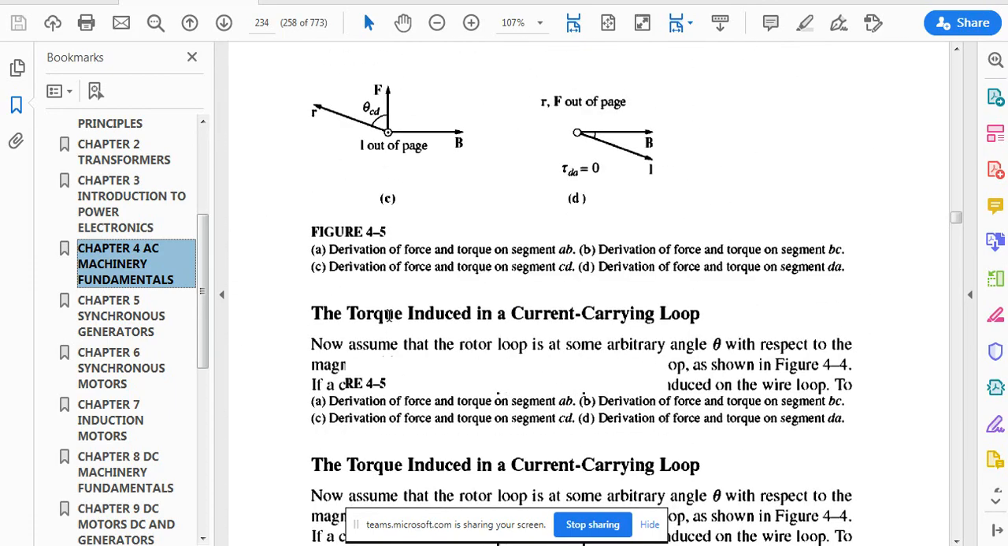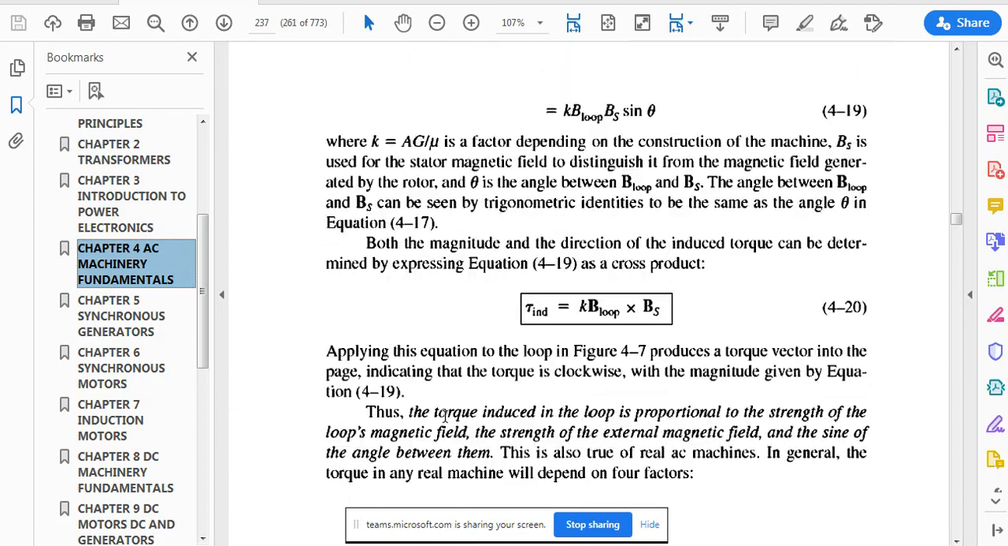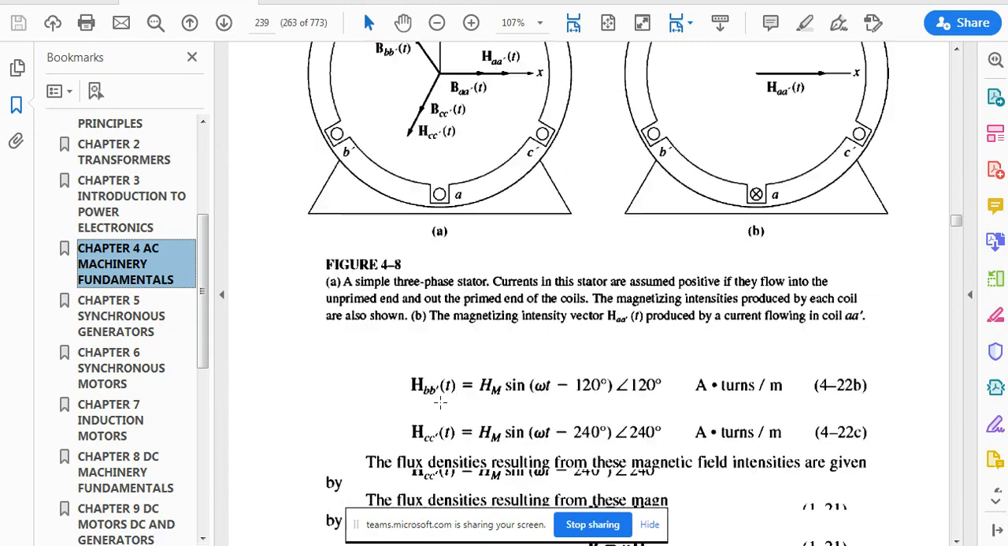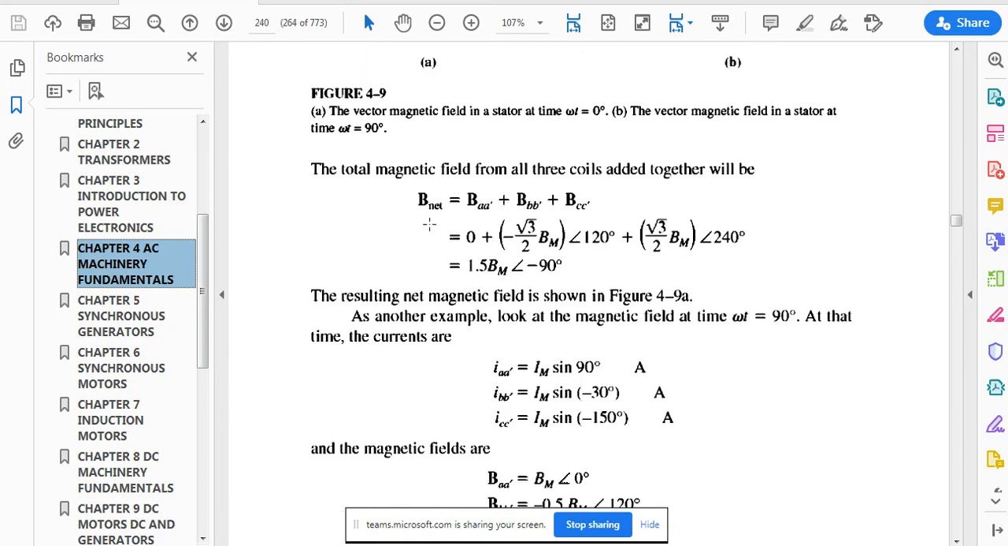This is chapter number 4, 4th edition, and the proof is already there. I don't have to go towards the proof of this one. You can see the proof over here. This is the total magnetic field from all three coils added together, which will be 1.5 Bm angle minus 90. So every time the magnitude is going to be 1.5 times Bm.